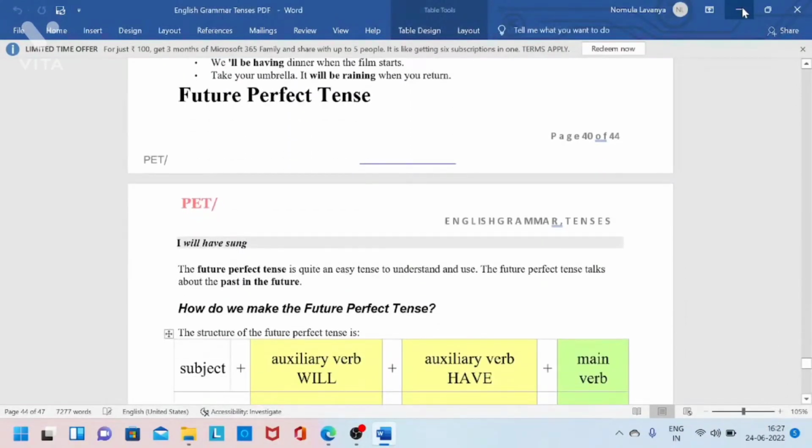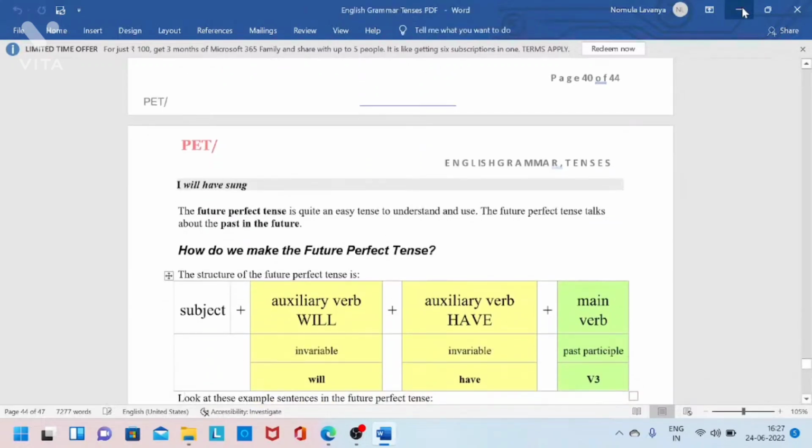So future perfect tense: I will have sung. Okay, I will have sung. So "sung" is a V3 formation again. And the future perfect tense is quite an easy tense to understand and use. The future perfect tense talks about the past in the future. Okay, past in the future. So how do we make the future perfect tense?